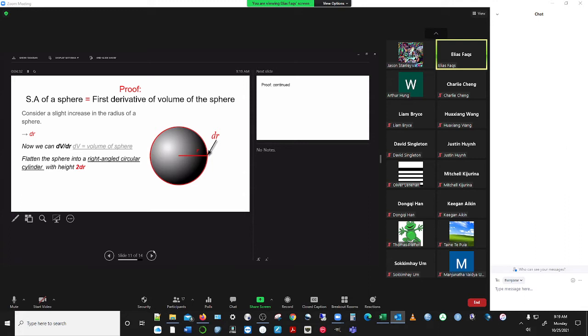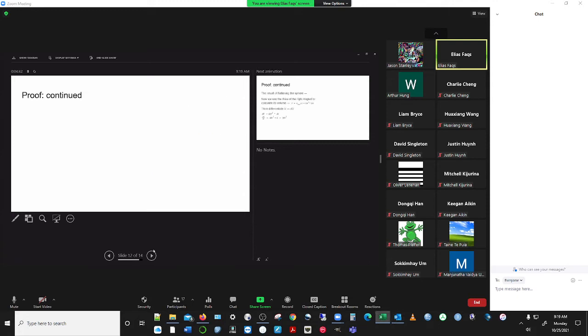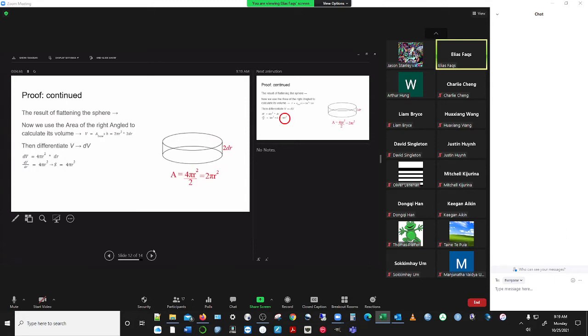So with this new sphere, what we do is basically we press it from both sides, so top and bottom side, so we can get a right-angled cylinder, which is in this case. So what happens is the result of flattening the sphere is what you see on the right, and now we can use the area of the right-angled cylinder, which we know, to calculate its volume.